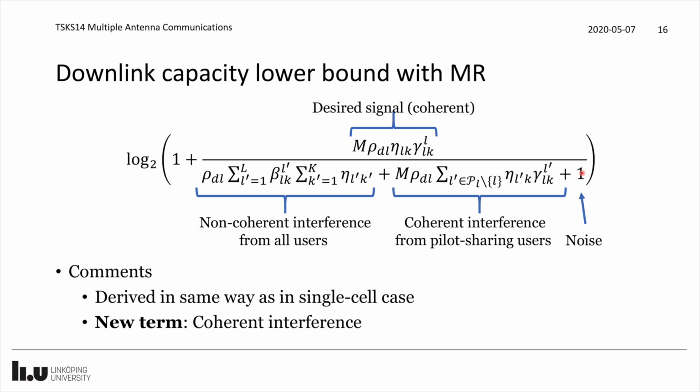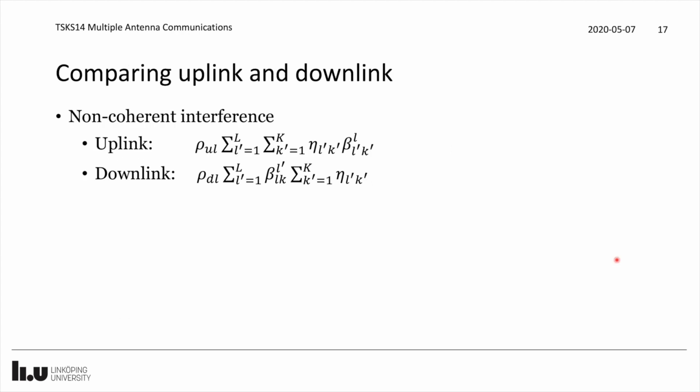So we can say that pilot contamination has once again two impacts here. It reduces the estimation quality, gamma, and it creates this additional coherent interference that we didn't see when we considered just a single cell with orthogonal pilots. If we compare the uplink and downlink expressions, then in the non-coherent interference terms in particular, we can see how they are different and also similar.